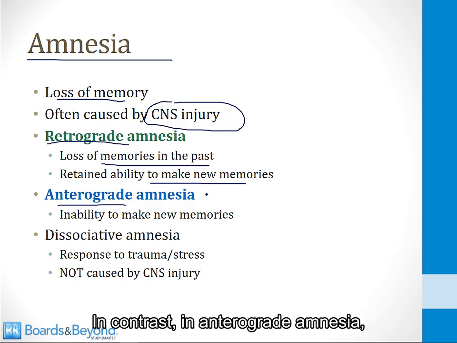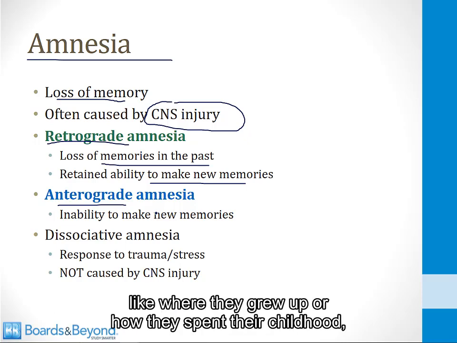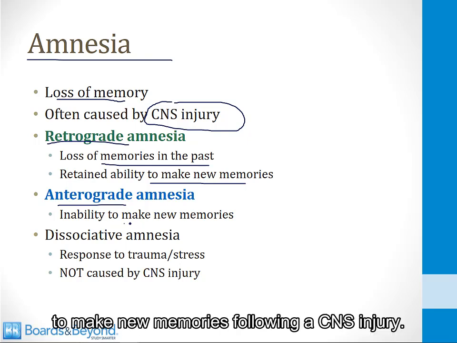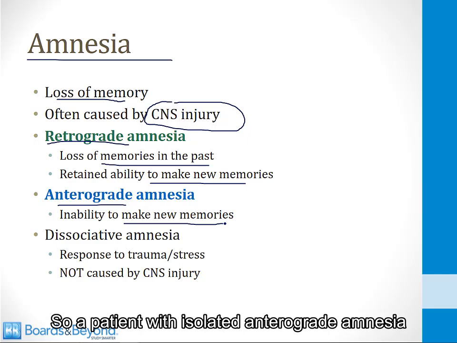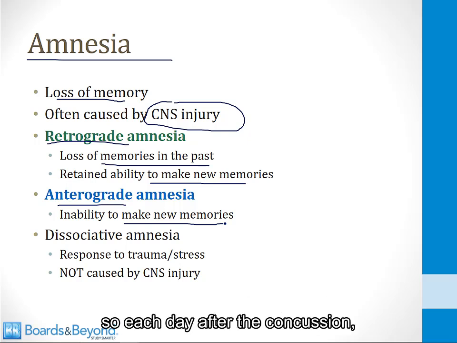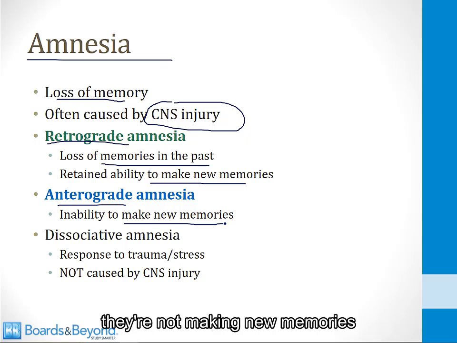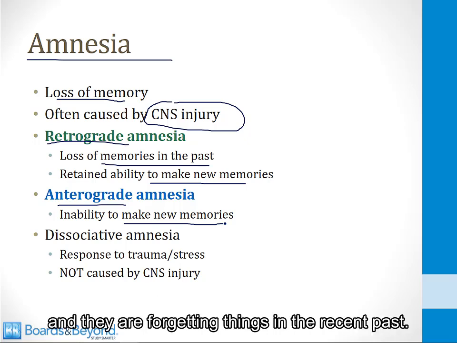In contrast, in anterograde amnesia, the patient can remember things from their past, like where they grew up or how they spent their childhood, but they have an inability to make new memories following a CNS injury. So a patient with isolated anterograde amnesia after a concussion might be unable to make new memories. Each day after the concussion, they keep forgetting what happened the day before. They're not making new memories, and they are forgetting things in the recent past.